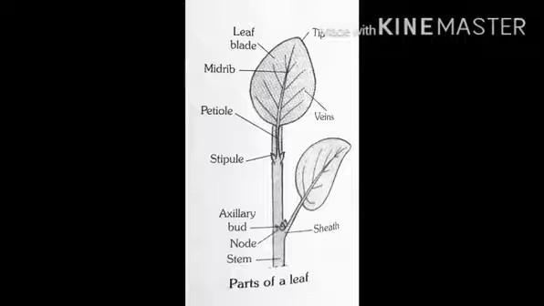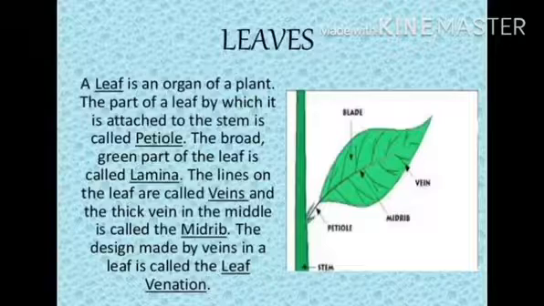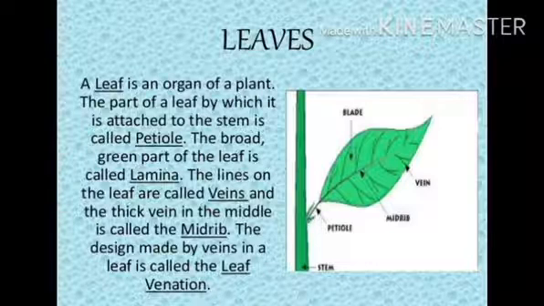First is the tip, leaf blade, midrib, vein, petiole, stipule, silk, axillary bud, node, stem. These are the parts of the leaves. Leaf is an organ of a plant.